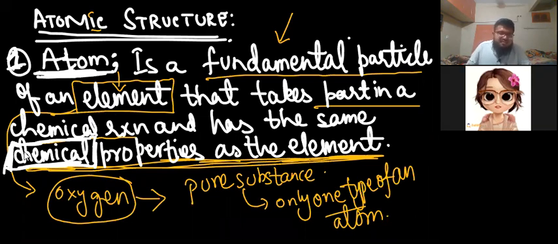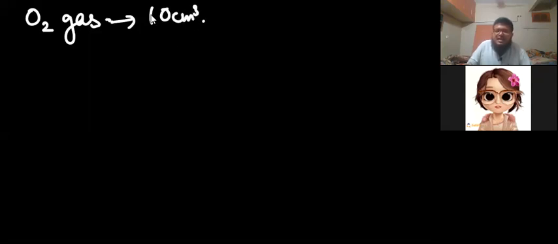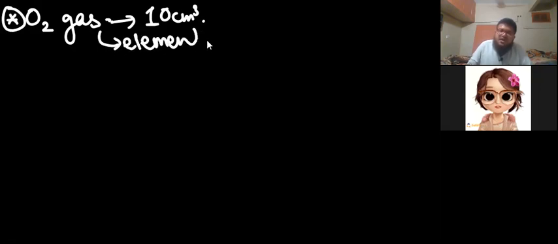Now, for example, if I have oxygen gas, let's say I've got 10 cm cube of oxygen in a gas jar. This oxygen that I have is your element. And the atom that is making up the oxygen gas is an oxygen atom. This is an oxygen atom.